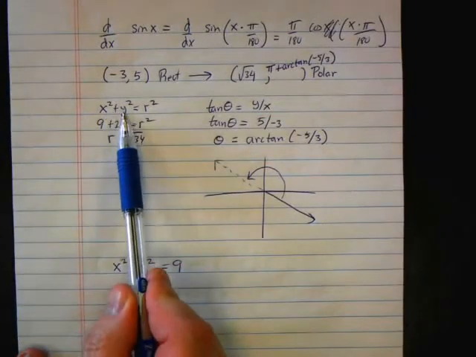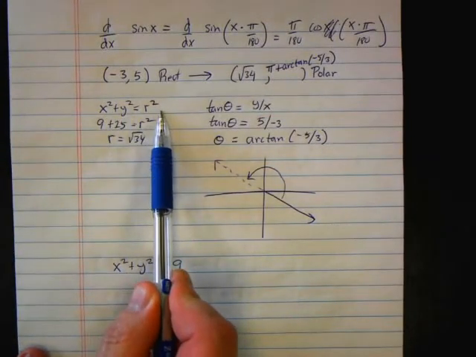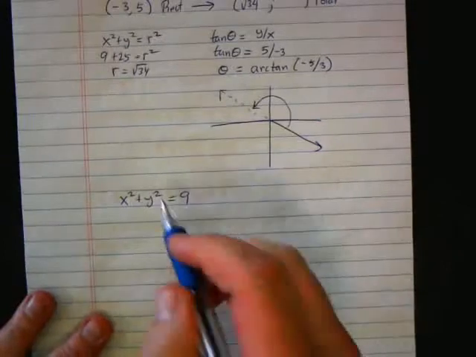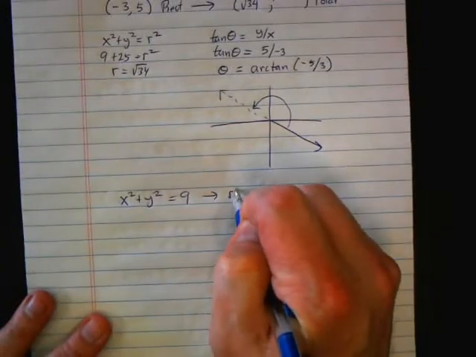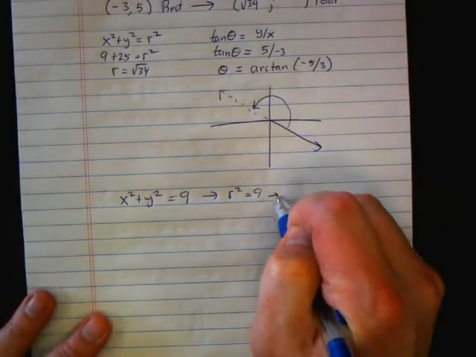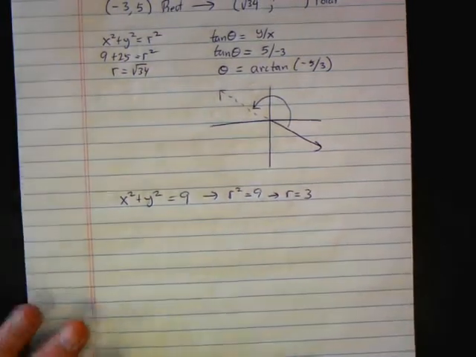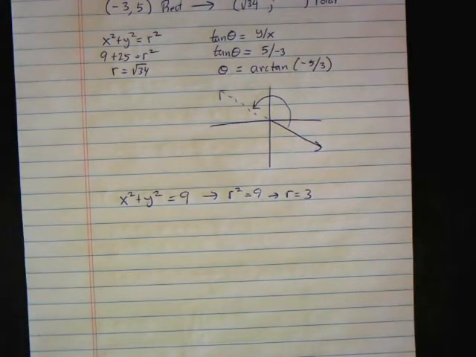What's x squared plus y squared? It's r squared. So this is the same as r squared equals 9, which is r equals 3. So notice how nice and easy the equation is in polar form for a circle. R equals 3. That's it? That's it.